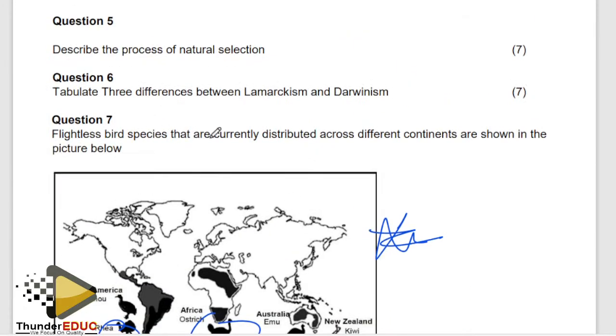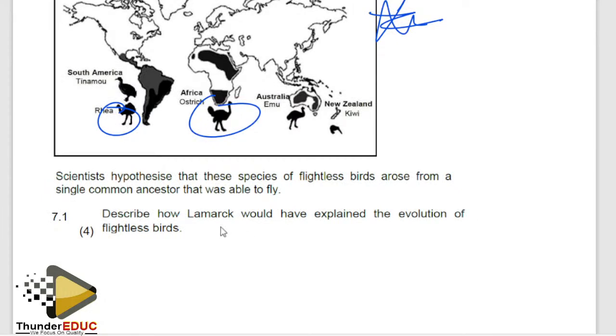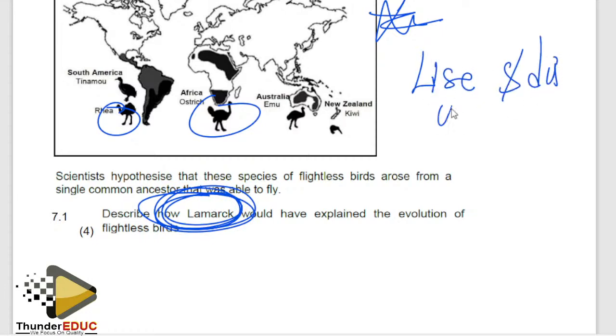The same flightless birds are currently distributed across different continents, and then okay, the picture. So you see it. Now, whenever they ask you to use Lamarck's theory, you talk about two laws: the law of use and disuse. Then number two, the law of inheritance of acquired characteristics. So these two cannot be used at the same time concurrently. Never. We will either do the use or we will do the disuse. So you have to pick one depending on what they have asked you.